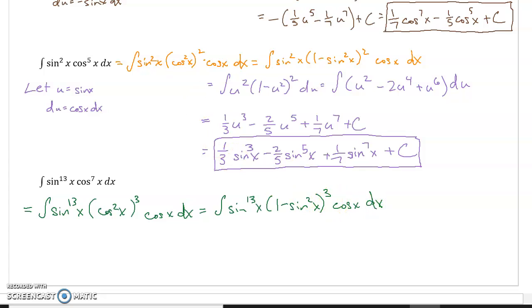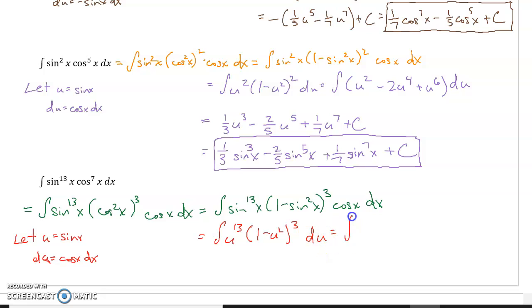And yeah, now we're going to let u equal the sine of x. That way du equals cosine of x dx. So that means that we get sine to the 13th is u to the 13th times 1 minus u squared cubed, and then the cosine x dx turns into a du.